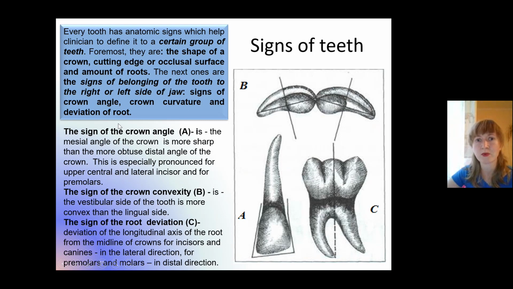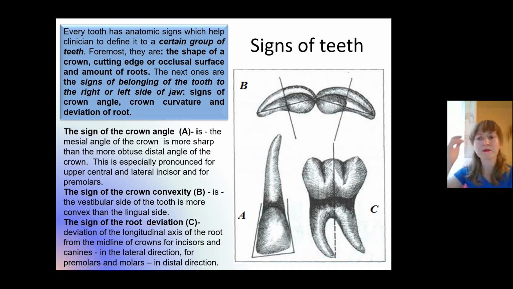Foremost, they are the shape of the crown, cutting edge or occlusal surface, and amount of roots. The next ones are the signs of belonging of the tooth to the right or left side of the jaw: signs of crown angle, crown curvature, and deviation of the root.